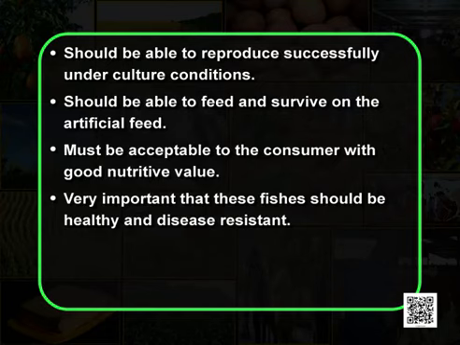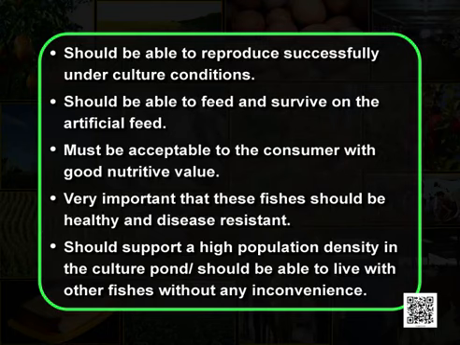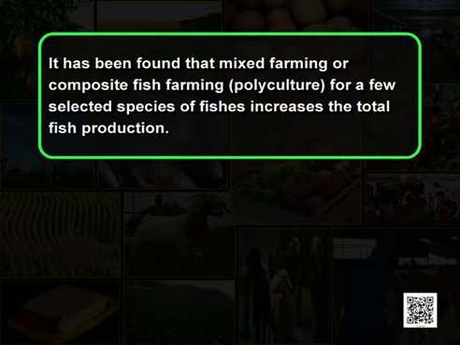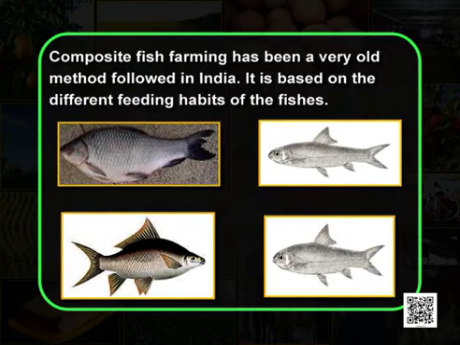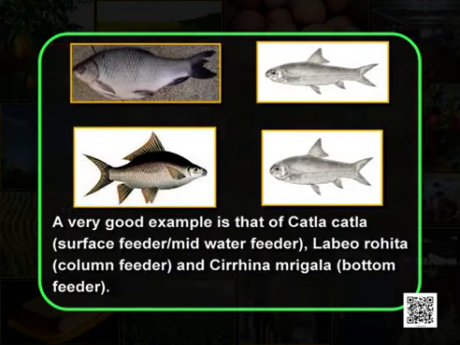Very important that these fishes should be healthy and disease resistant, should support a high population density in the culture pond, that is, should be able to live with other fishes without any inconvenience. It has been found that mixed farming or composite fish farming, that is polyculture, for a few selected species of fishes increases the total fish production. As you can see here, the various types of fishes, composite fish farming has been a very old method followed in India. It is based on the different feeding habits of the fishes. A very good example is that of catla, which is a surface feeder and midwater feeder, labeo rohita, a column feeder, and cirrhinus mrigala, which is a bottom feeder.